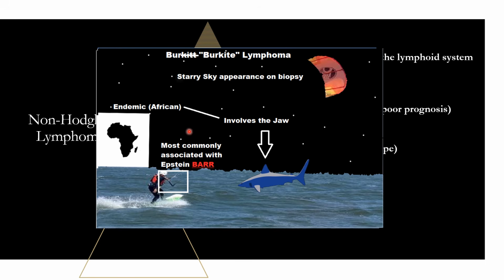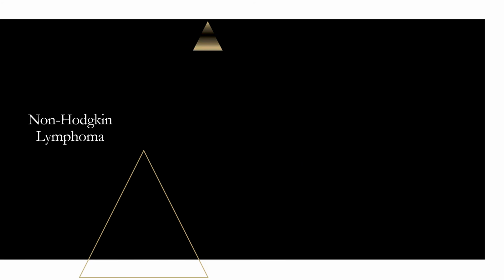You remember he's kite surfing in the middle of the night, starry sky appearance on biopsy. Hopefully that will help you remember the couple of things you need to know. Worst case, if you just remember as soon as you see Burkitt lymphoma, think of a kite in the middle of the sky at night, you can remember your starry sky appearance, and that might be enough to get the question right. Anyways, let's move on with non-Hodgkin lymphoma.